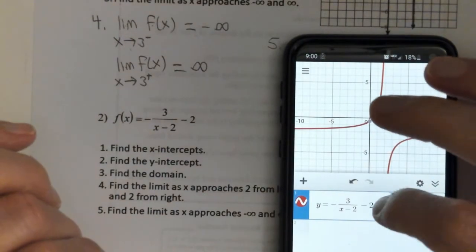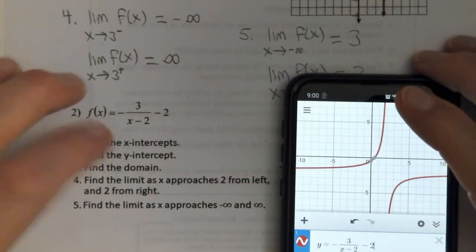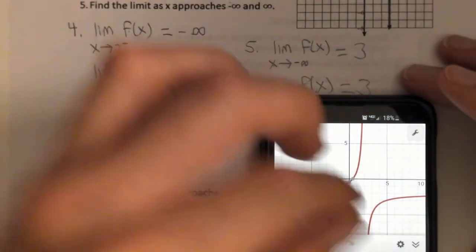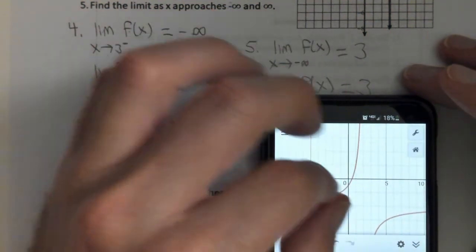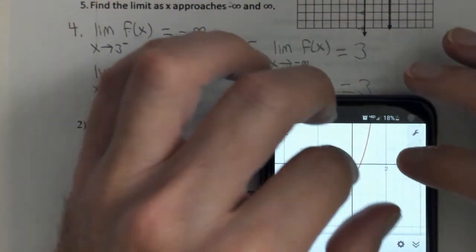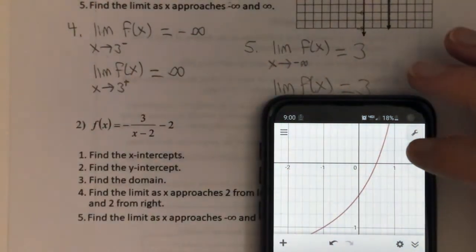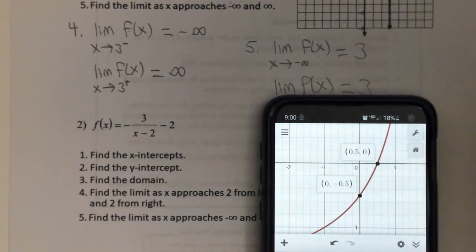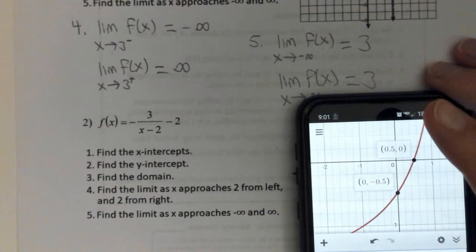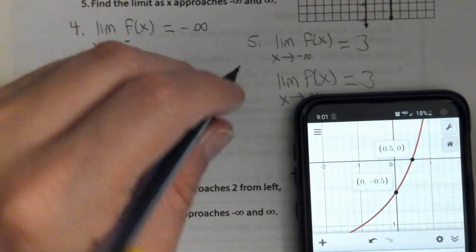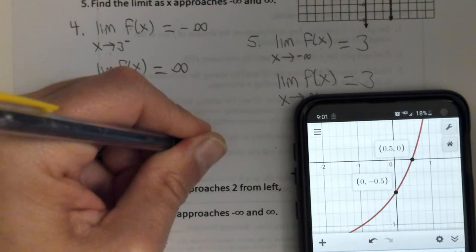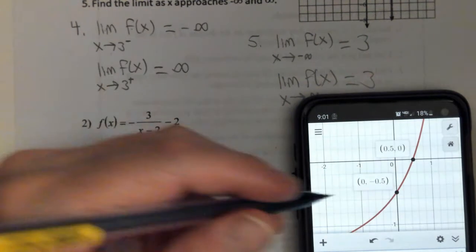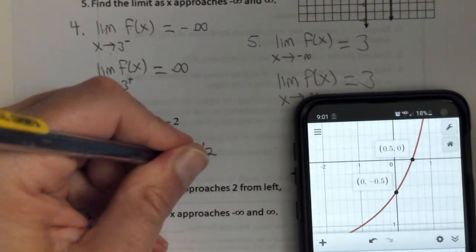Alright, so now the next thing I want to do is let my graph give me the x and the y intercepts, and they're kind of close together here, so I'm going to zoom in a little bit to give myself a little space. Alright, and now I'll hit this again and I'll hit my 2 points again, and I can see that my x-intercept is at 1/2. You could write it as 0.5 if you want to, but the answer choices are probably going to be in fractions. And the y-intercept is going to be negative 1/2.